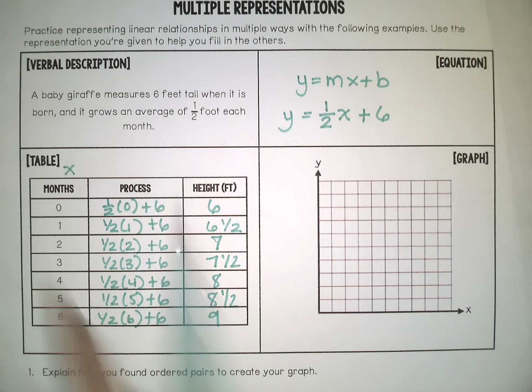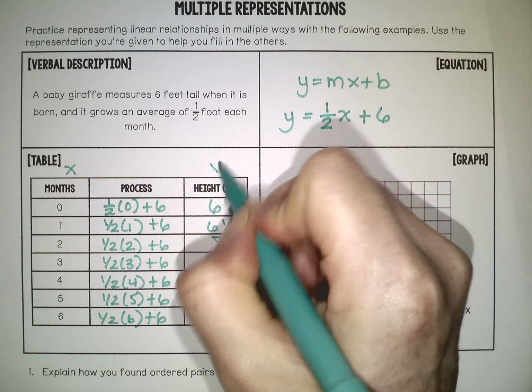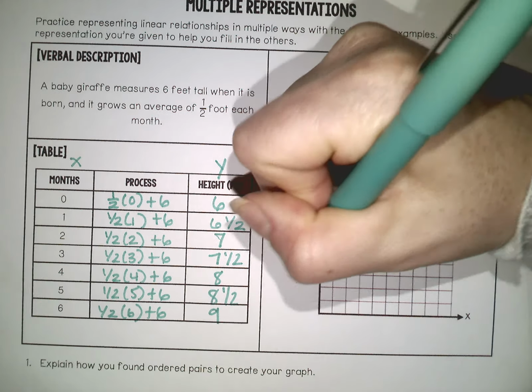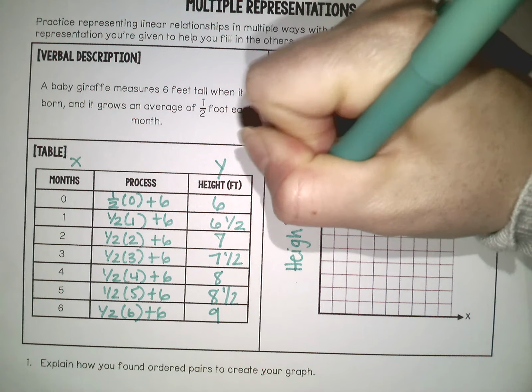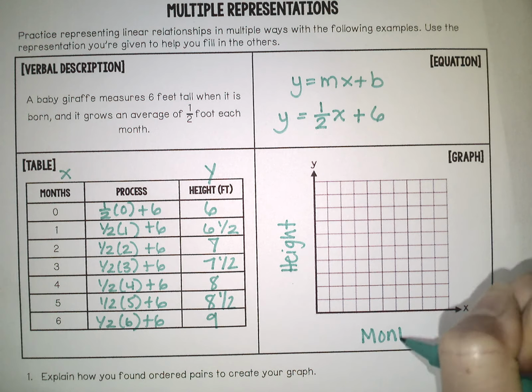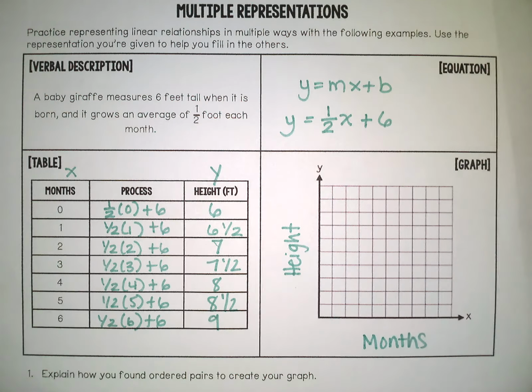Okay, so now to graph this. Key pieces here. X was our number of months. Y was our height of the giraffe. So on the y-axis, I'm going to label height. On the x-axis, I'm going to label months.